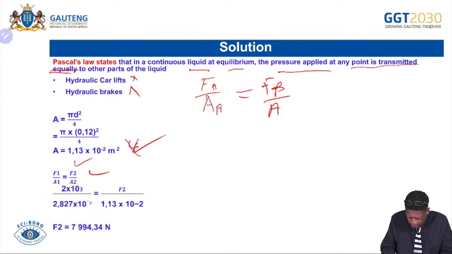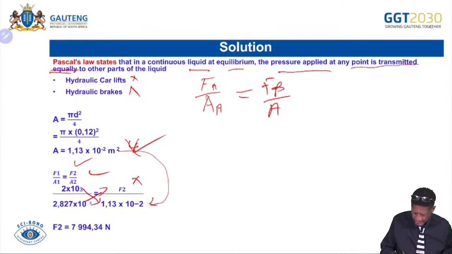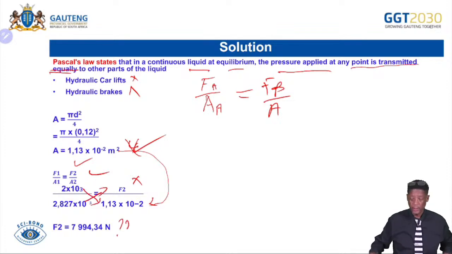Then you divide the force by the area given on the formula. Then the one unknown is this one, the force that they want you to calculate. And then you take the area that you have calculated there. Then you start calculating. How? You cross multiply. Start cross multiplying. Then you get your answer.